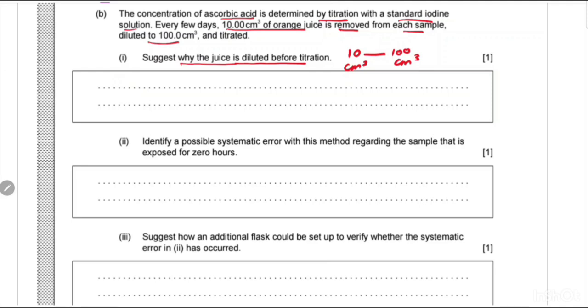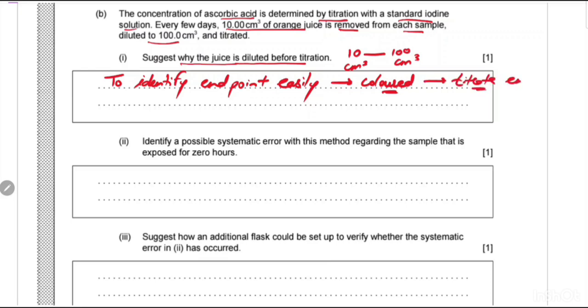So what I can write for why it is diluted: it is diluted to identify the end point easily. In this type of question, whenever the solution is colored, dilution is used for colored solutions which have their own color, and when you titrate, the end point can intermix with the colors. So to identify the end point easily or clearly, we can dilute them to decrease their own color intensity.